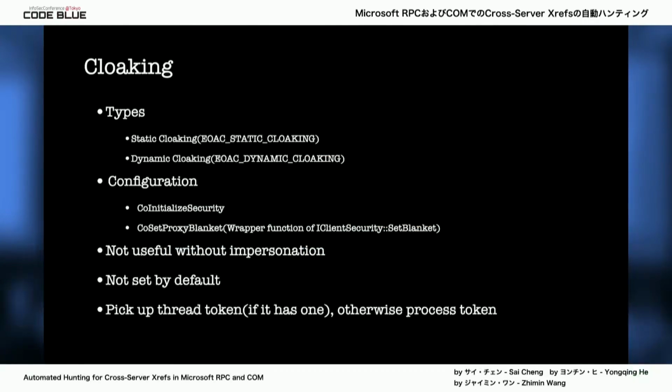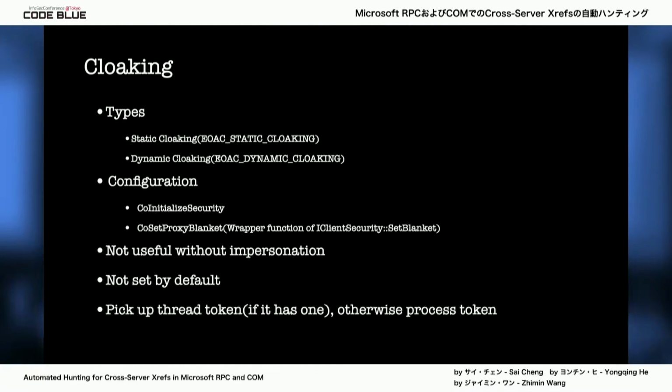Let's talk about cloaking now. There are two types of cloaking, static and dynamic. The main difference between them is whether the identity will be cached. To enable cloaking, you can call the COM API CoInitializeSecurity, which is enabled process-wide, while CoSetProxyBlanket enables cloaking on the specified proxy. If you don't use impersonation, the cloaking is useless. Cloaking is not enabled by default, as mentioned before.